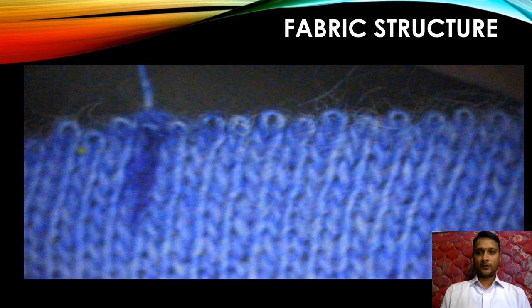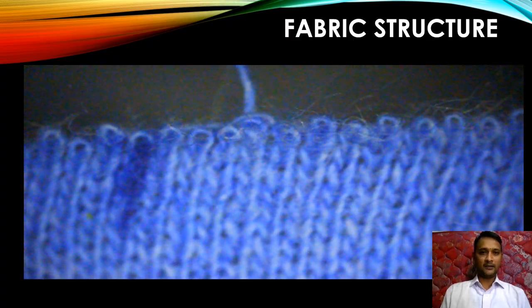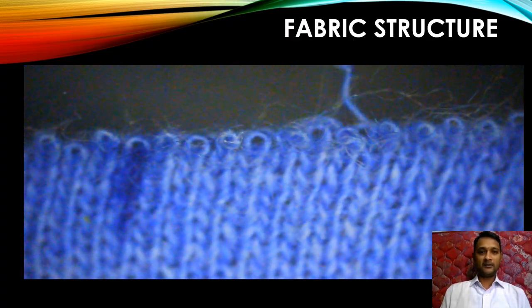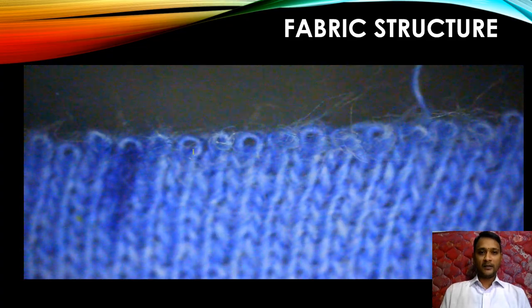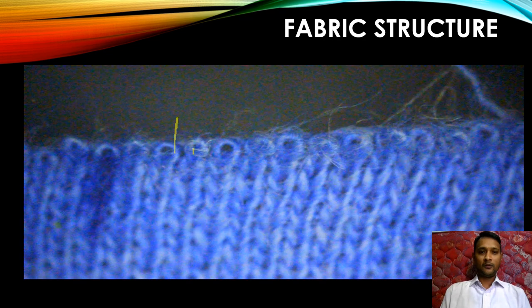So let's move on to course number 3. After that vertical line, I could see miss followed by knit. Only the even needles, you can see only 2, 4, 6, 8, 10, 12. Only from these even needles, the complete loop is getting unraveled.